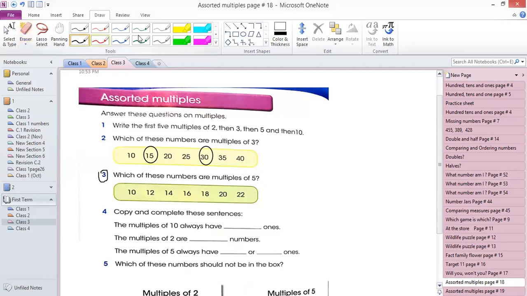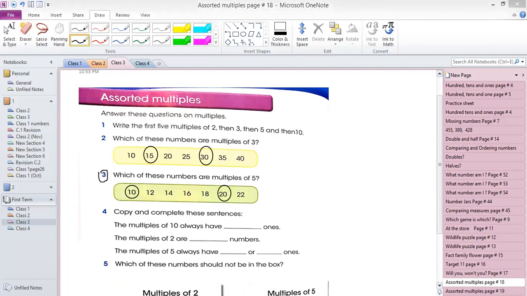Which of these numbers are multiples of 5? For that, you find out the numbers. 10 is a multiple of 5 because 10 has the last digit 0. And 20 is also a multiple of 5. Except 10 and 20, is there any other number which is a multiple of 5, guys? Check out, please. No, there is no number except 10 and 20 which are multiples of 5.